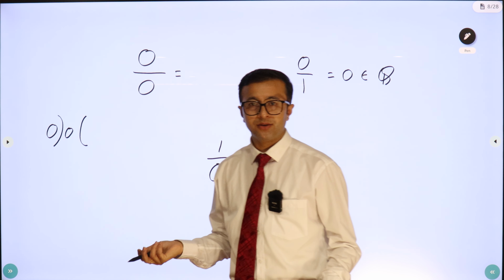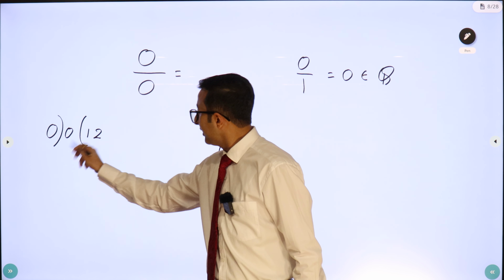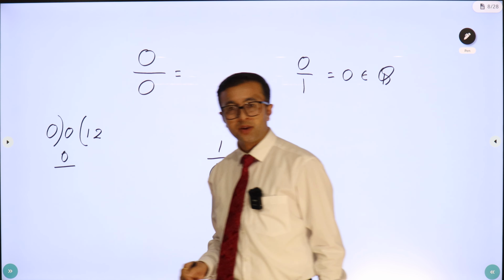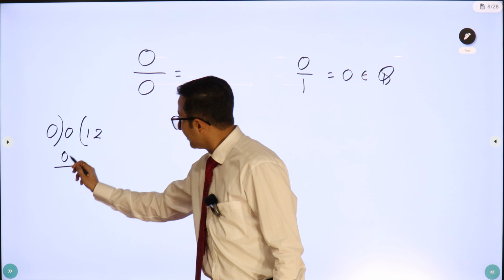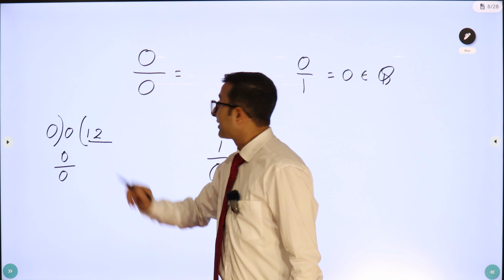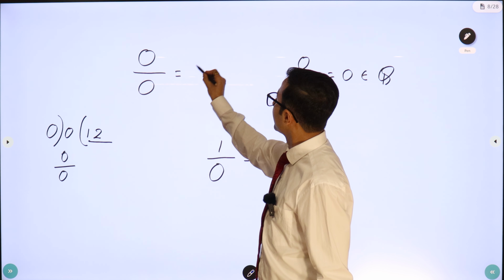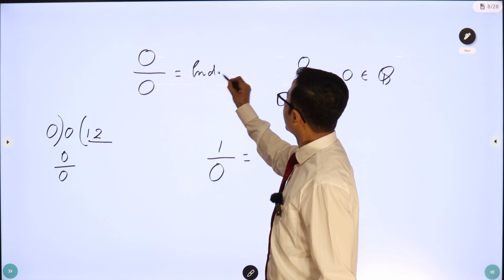0 how much are 0? 0 ones are also 0, 0 twos are 0, 0 anything will be 0, and the remainder will be 0. So which proper exact value can we write? That is not there. That's why we can say that this is indeterminate.